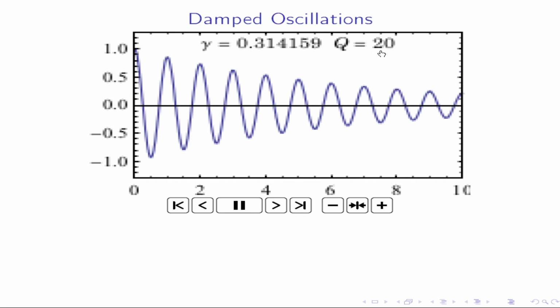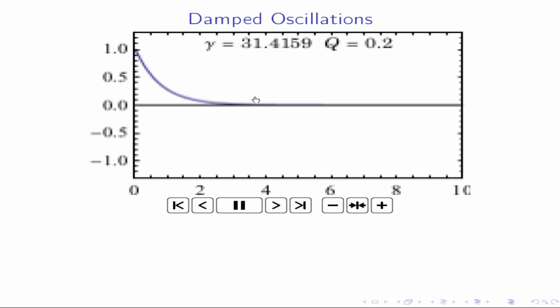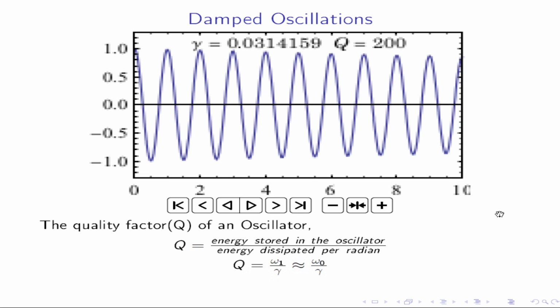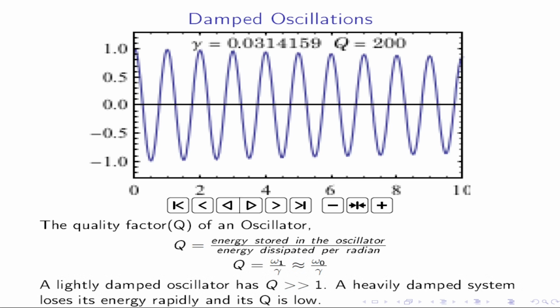As the value of Q decreases, the damping also increases. Quality factor of an oscillator determines the amount of damping. Q is energy stored in the oscillator to energy dissipated per radian, that is given by omega 1 by gamma, that's equal to omega 0 by gamma. That means a lightly damped oscillator has Q very much greater than 1, and a heavily damped system loses its energy rapidly and its Q is low.